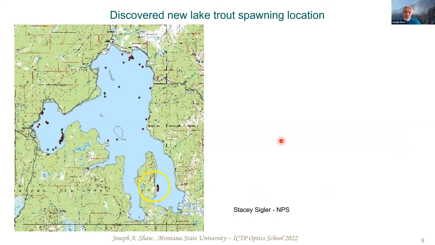Okay, so one of the things that came out of that early study, well, the primary thing that came out of that study was this map of Yellowstone Lake with dots where we found fish. The green dots mean we were confident, those are fish. The red dots mean maybe fish.